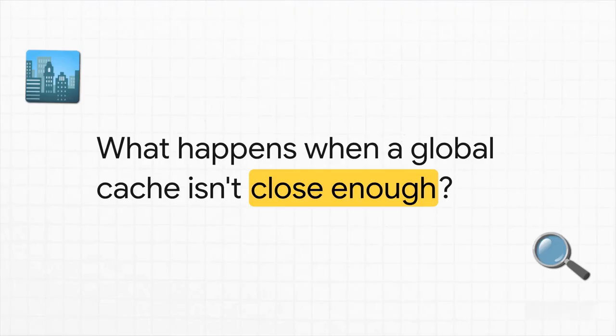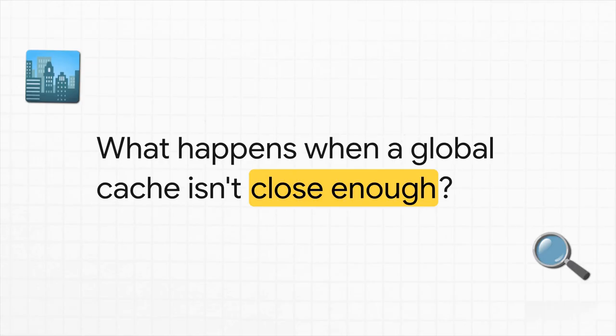So what happens when a global cache just isn't close enough? Let's say you're running a massive multiplayer gaming hub, or maybe a live video production studio right in the heart of Los Angeles. Even with a global edge network, routing your heavy, complex compute tasks back to a standard AWS region hundreds of miles away might still introduce way too much lag for that specific, highly demanding metropolitan audience.